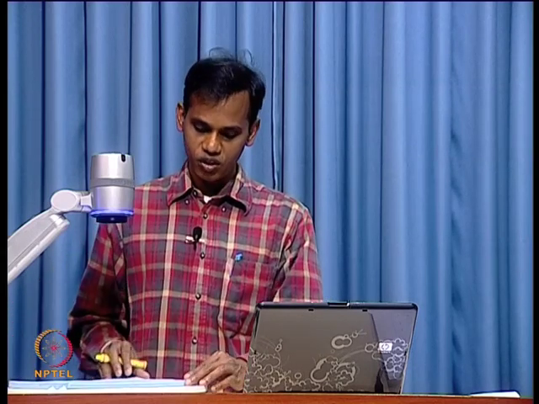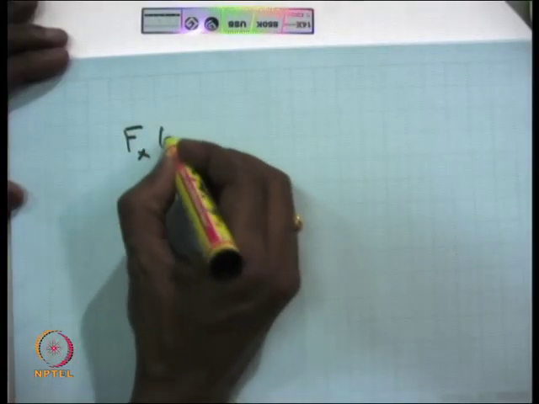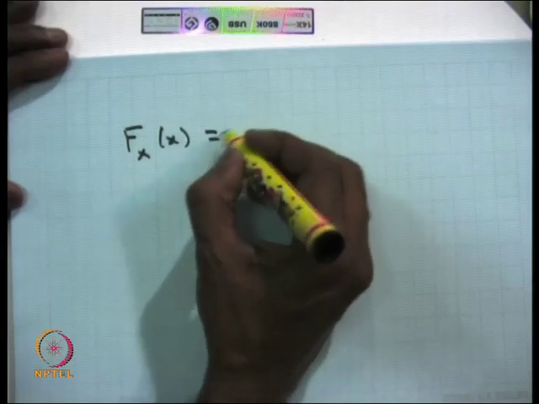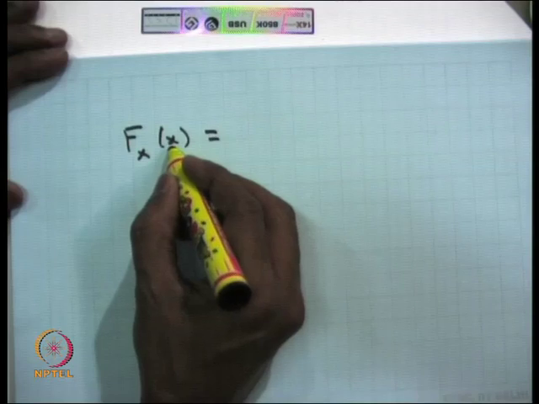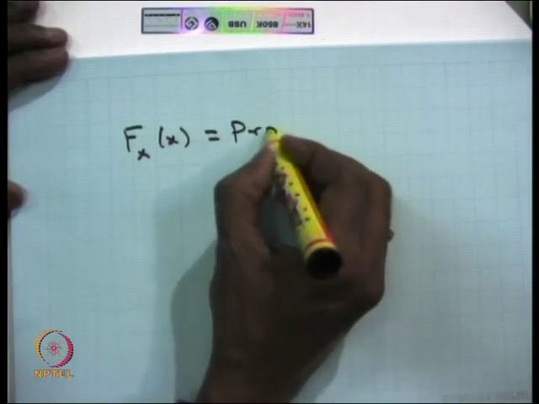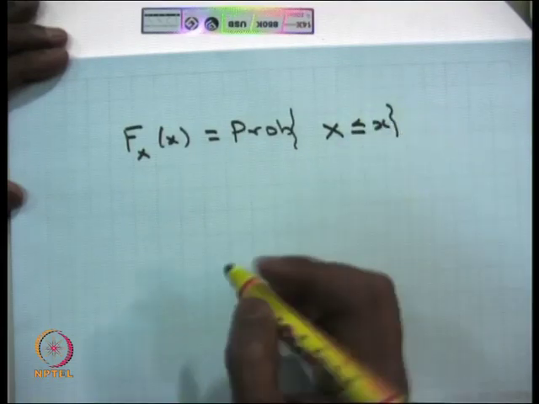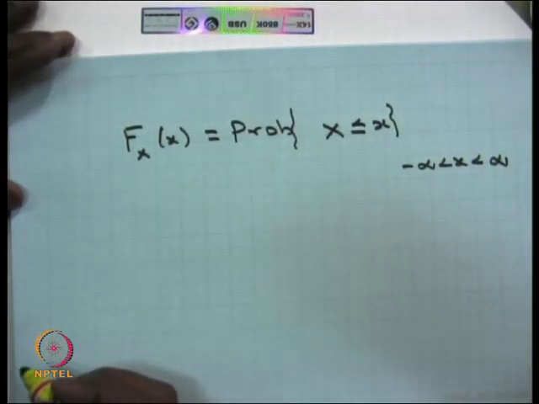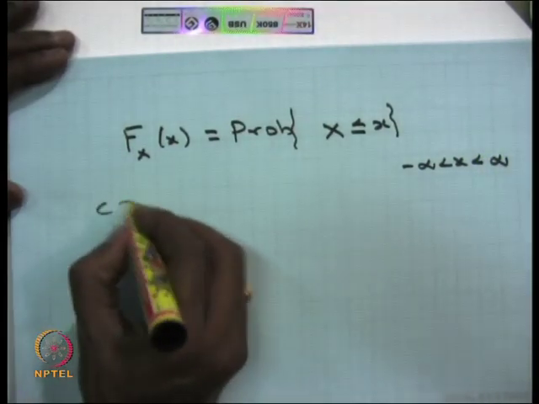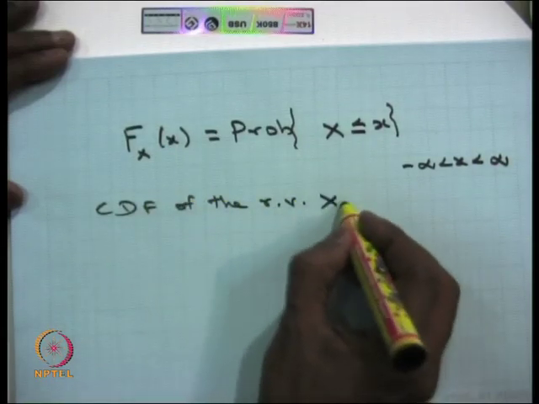Now we are moving into the next concept called the cumulative distribution function. The cumulative distribution function for the random variable X can be defined as capital F, with suffix X for the random variable X, and small x is the variable. That is the probability of X less than or equal to small x, where x lies between minus infinity and infinity. This is called the CDF of the random variable X.